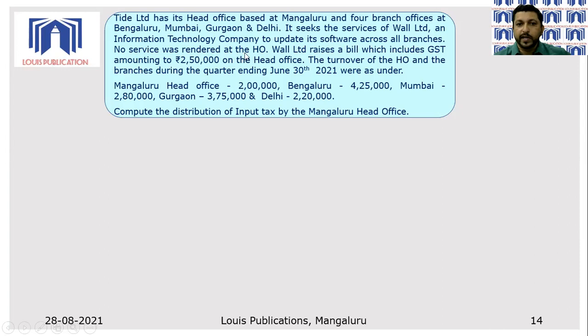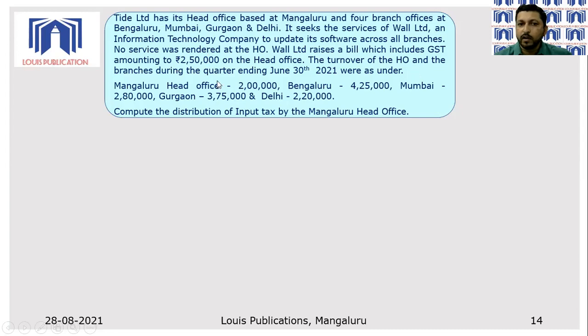No service was rendered at the head office. So head office did not avail any services at all. So Wall Limited, that is this IT company, is raising a bill which includes GST amounting to 2,50,000 on the head office. So though head office did not avail services, services were given to these 4 branch offices at Bengaluru, Mumbai, Gurgaon, and Delhi. The tax invoice has been raised on the head office.